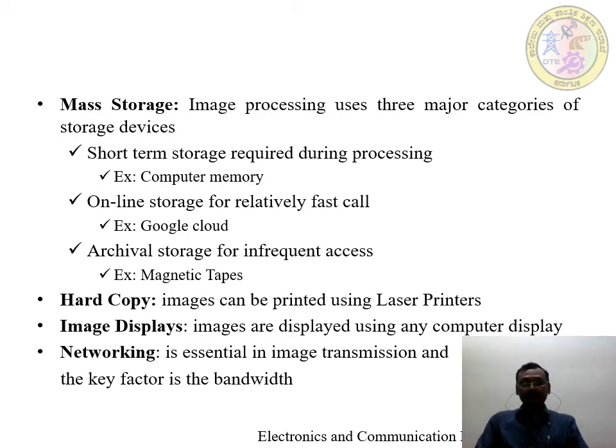Mass storage. Image processing uses three major categories of storage devices, namely short-term storage, which is required during the processing, for example computer memory; online storage required for relatively fast recall, for example Google Cloud; and archival storage for infrequent access. The example is magnetic tapes.